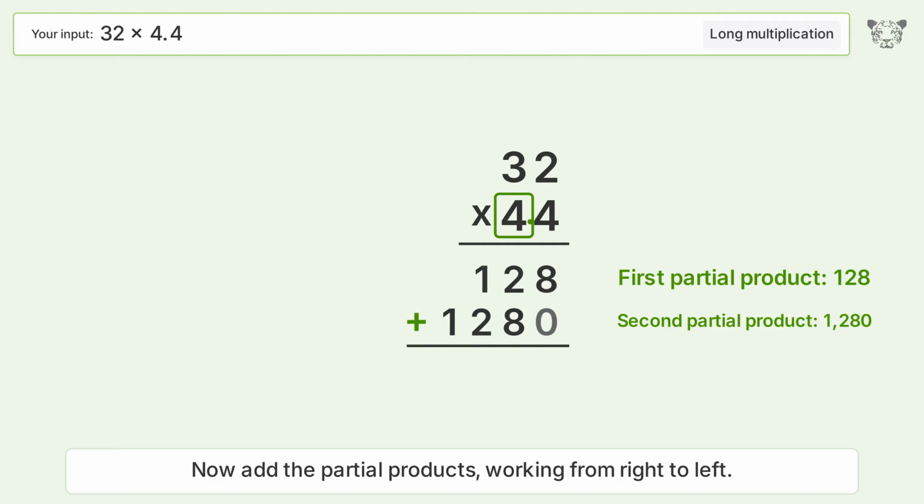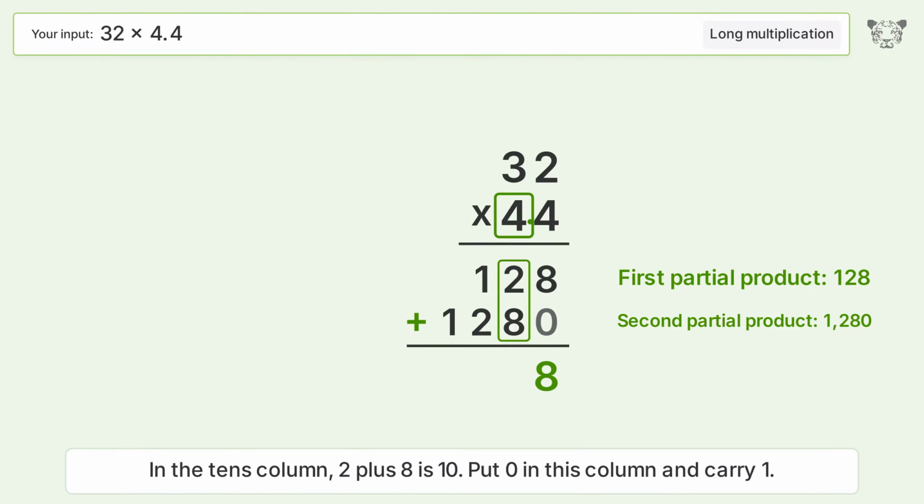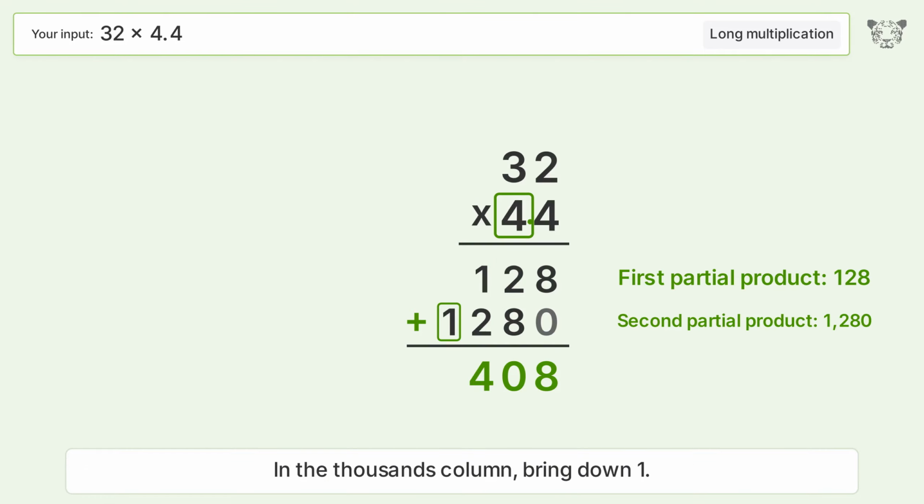Now add the partial products, working from right to left. In the ones column, 8 plus 0 is 8. In the tens column, 2 plus 8 is 10. Put 0 in this column and carry 1. In the hundreds column, 1 plus 2 plus the carried 1 is 4. In the thousands column, bring down 1. The product of the whole numbers is 1408.